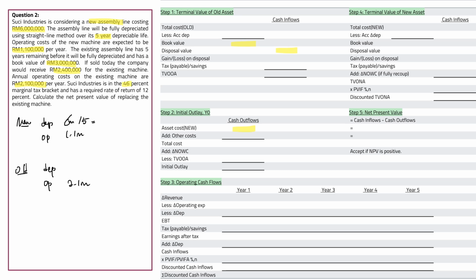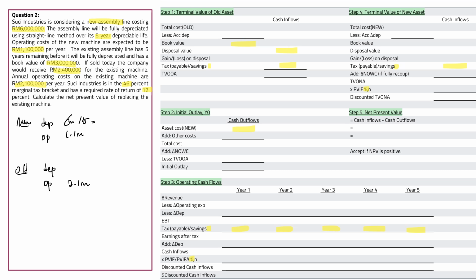Sushi Industry is in a 46% marginal tax bracket, so it will be here. Tax here. It's going to be a 5-year cash flow thing. Another tax is over here. Required rate of return of 12%. So it will affect our PVIF percentage here. Calculate the net present value of replacing the existing machine. Okay. There's no other costs, no net working capital. There's no mention of revenue, so just leave it empty.